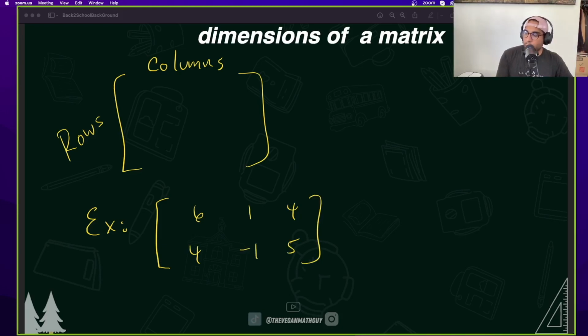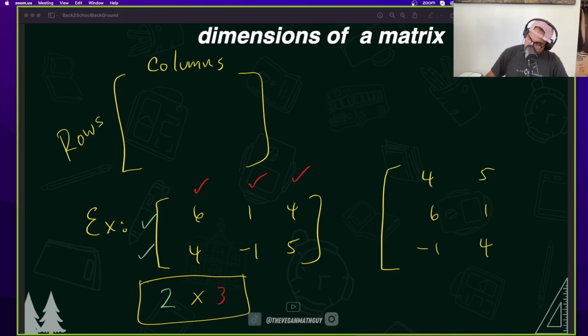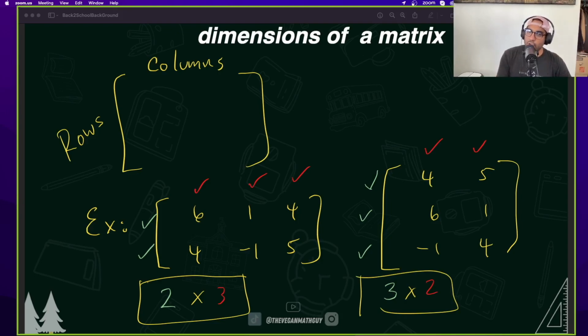So here's a good example. And if we want to give it dimensions, we always want to start off with the rows. You'll see that we have 2 rows. And we have 3 columns. And now we have a 2 by 3 matrix. Here's another matrix up on the right. And if we start counting the number of rows, we have 1, 2, 3 rows, 1, 2 columns. And that is a 3 by 2 matrix.